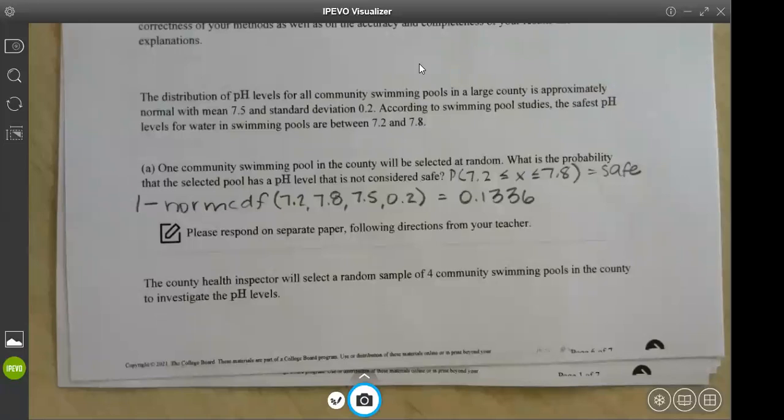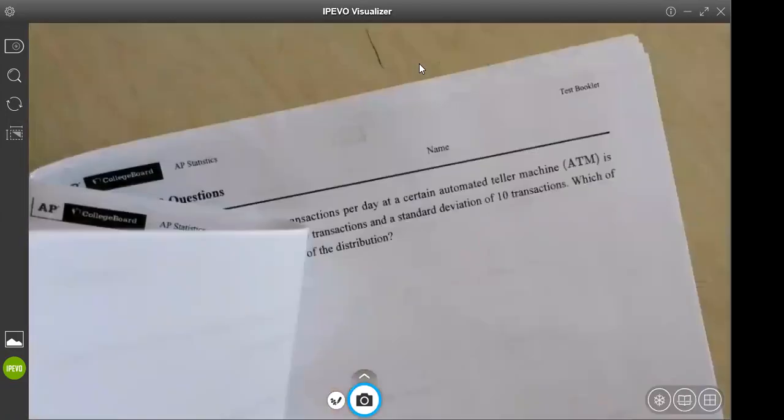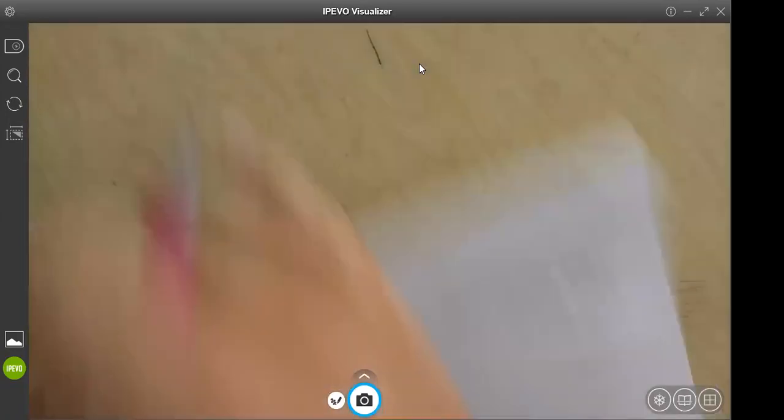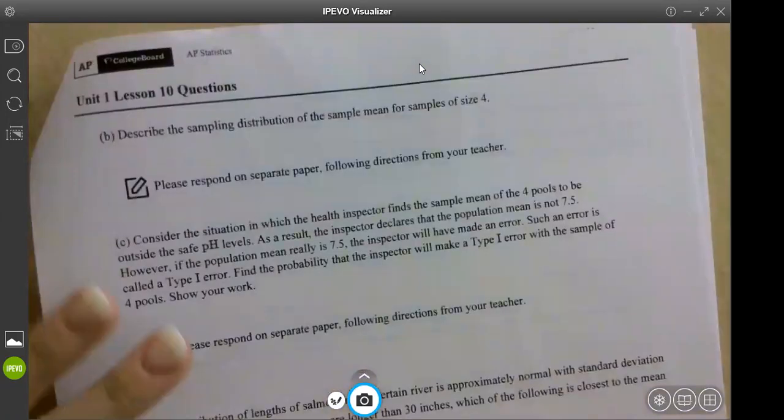Okay. Some of you didn't show work. You just put the number, so I don't know how you got it. Does that make sense? Either way works. Okay. All right. The county health inspector will select a random sample of 4 community swimming pools in the county, sorry, I keep saying country, to investigate the pH levels. So this time we're doing 4. Describe the sampling distribution of the sample mean for sample size 4.